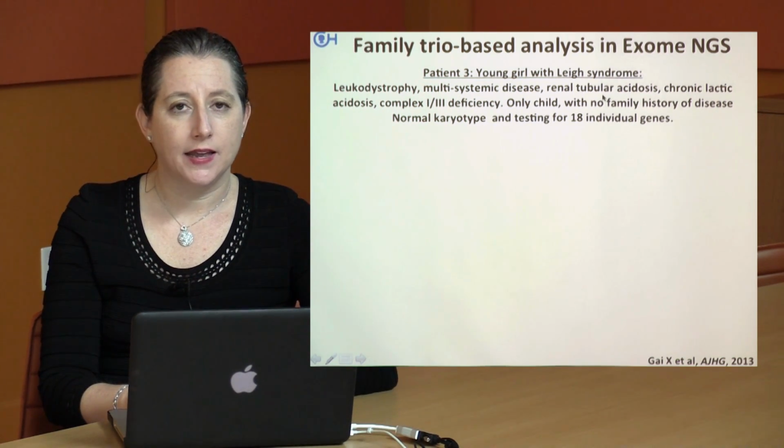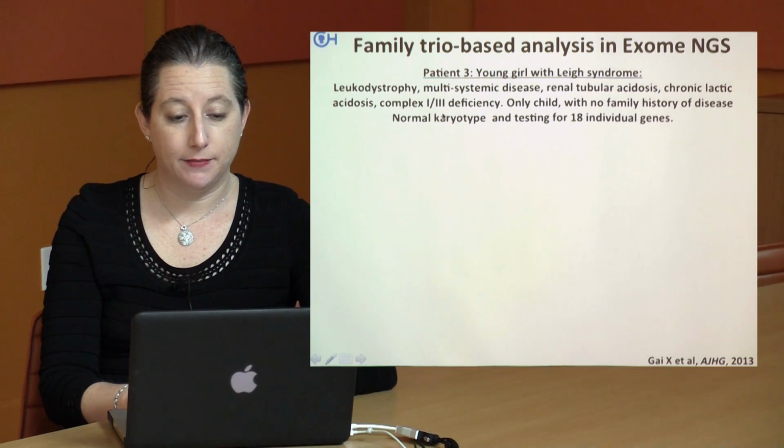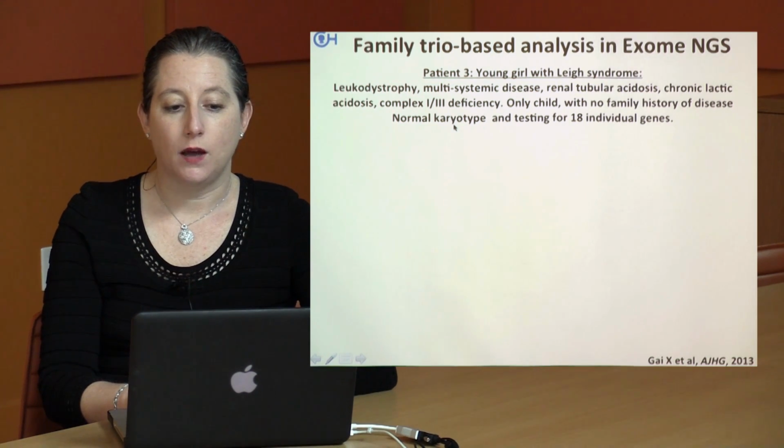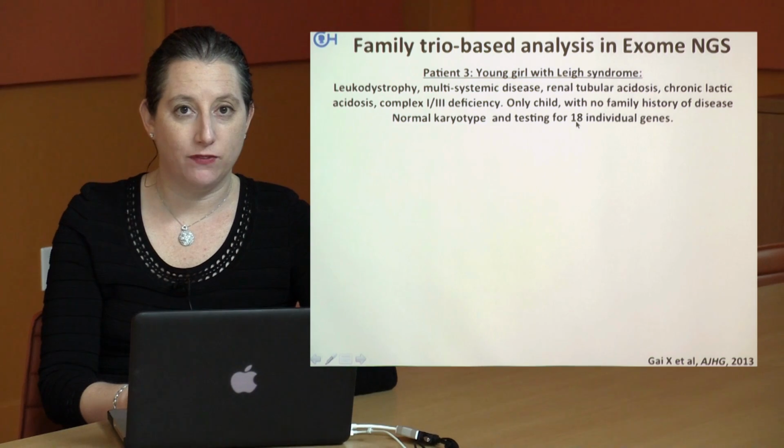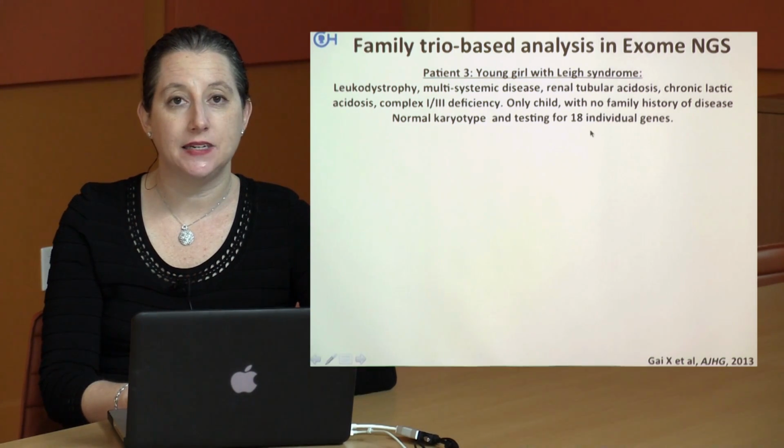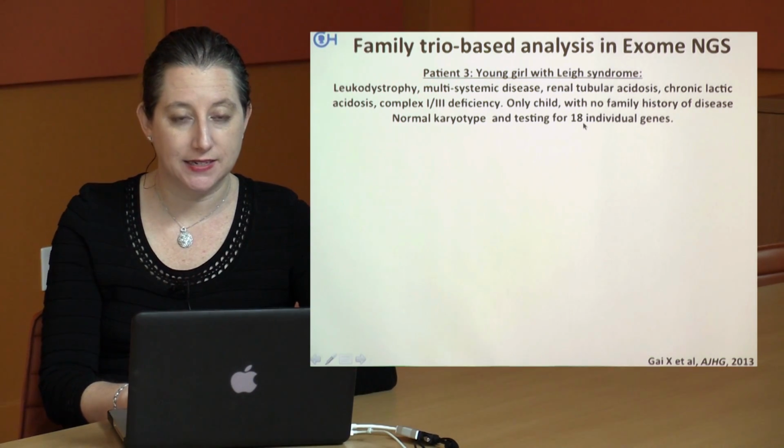Her kidneys were not able to control her acid load. She had a renal tubular acidosis, very high lactic acid levels, and her muscle enzymology and OXPHOS suggested that her complexes 1 and 3 were failing. She was the only child, her parents were healthy, and no one else in the family had any symptoms. Her chromosomes were normal, and as time went on and gene after gene was identified around the world, she was tested for 18 different genes for whether she had mutations and did not.